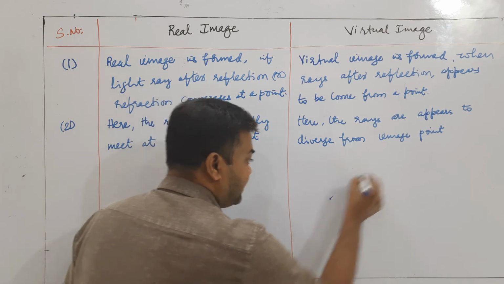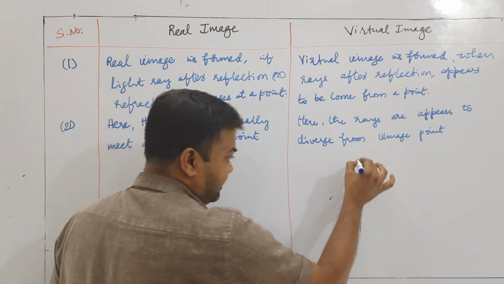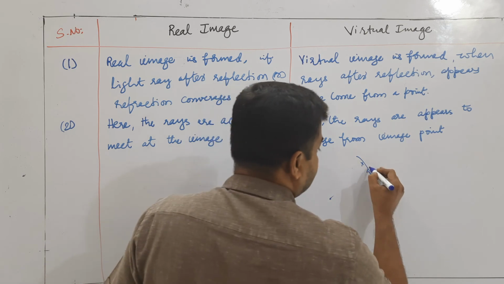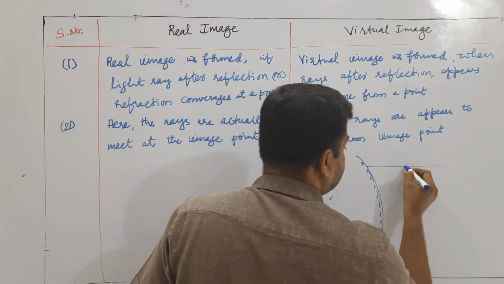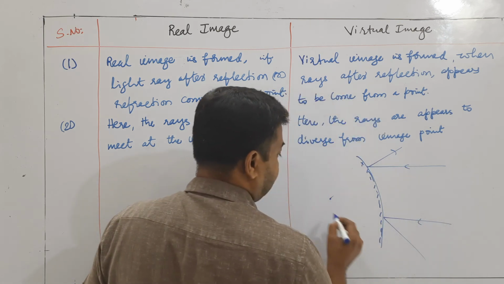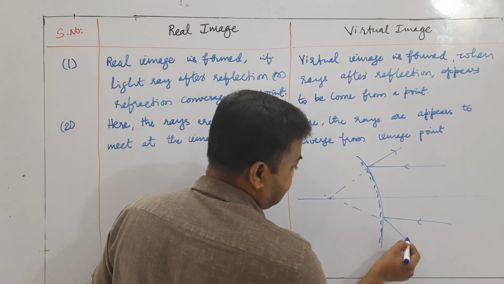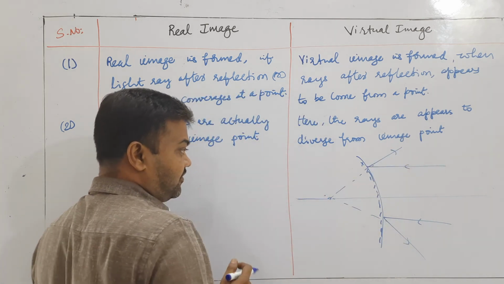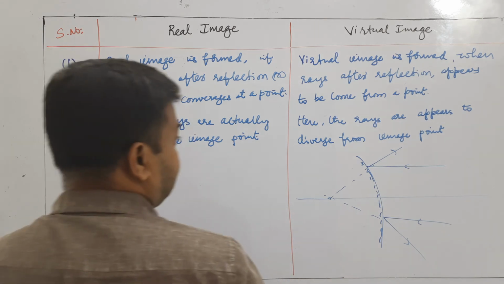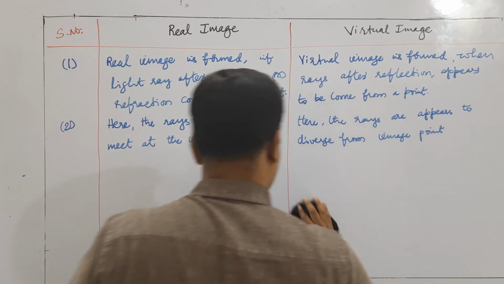That means it appears to go from a point, as we saw earlier. It appears to diverge like this. This is a polishing surface. The rays are like this, they move away. Here the rays are coming like this, they move away. This is the principal axis. How are they? They appear to diverge from a point, and this is what we have, diverging from the image point. This is another difference.